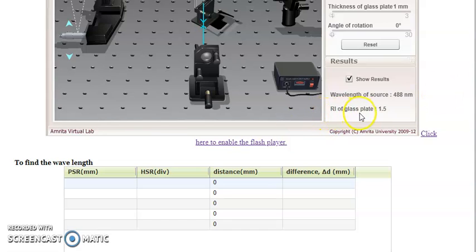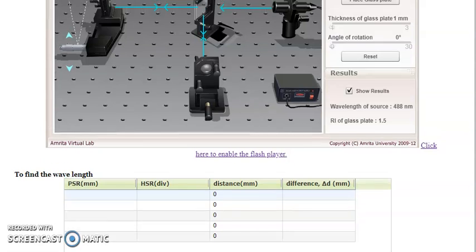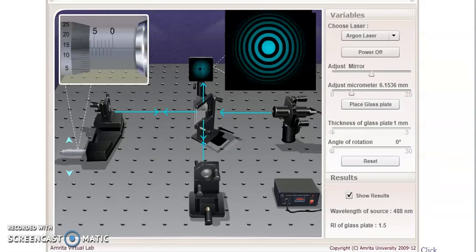Ri means the refractive index of glass. It is not necessary for us. Now you can repeat the experiment. How do you repeat it? If you press the reset button, the entire instrument goes to the initial position. Again you can repeat the experiment.